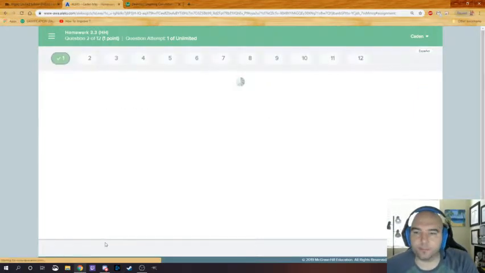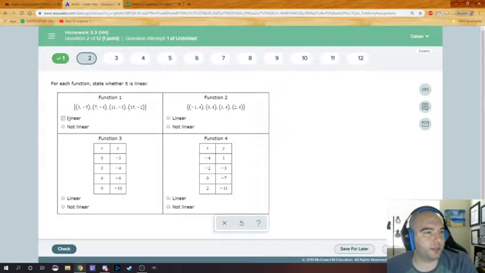Alright, another one. For each function, linear or not linear. Okay, so 3, 7, 11, 15, those x values are all going up by 4. And then 5, 4, 3, 2, those are all going up by 1, so linear. -1, 0, 1, 2, okay, those are going up by 1. And then the y values are 4, 4, 4, 4, so linear. Because not changing y values is actually okay.